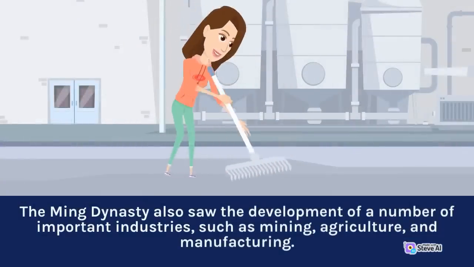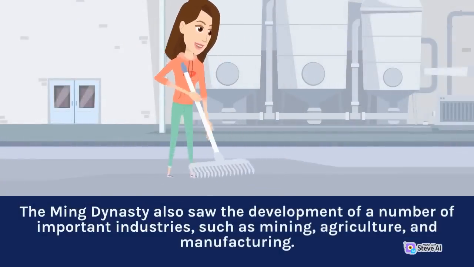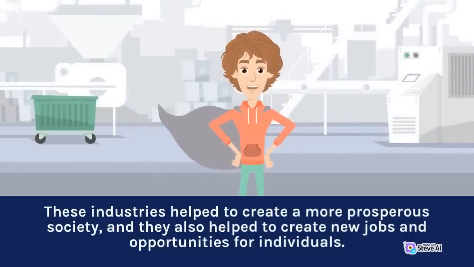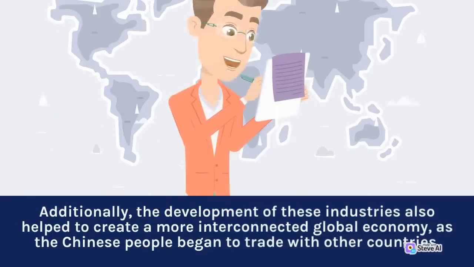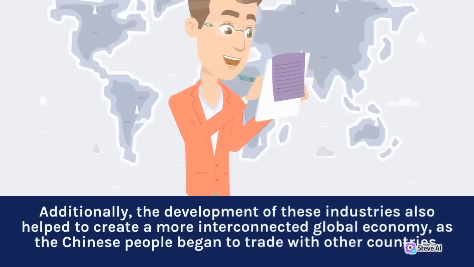The Ming Dynasty also saw the development of a number of important industries, such as mining, agriculture, and manufacturing. These industries helped to create a more prosperous society, and they also helped to create new jobs and opportunities for individuals. Additionally, the development of these industries also helped to create a more interconnected global economy, as the Chinese people began to trade with other countries.